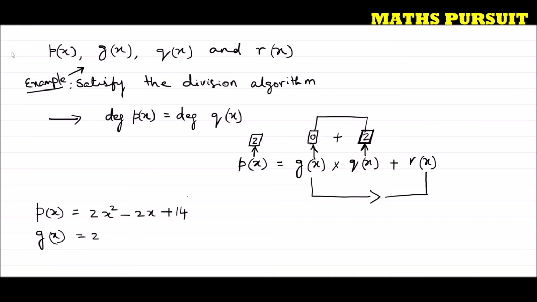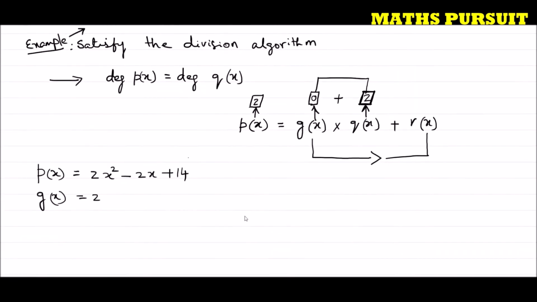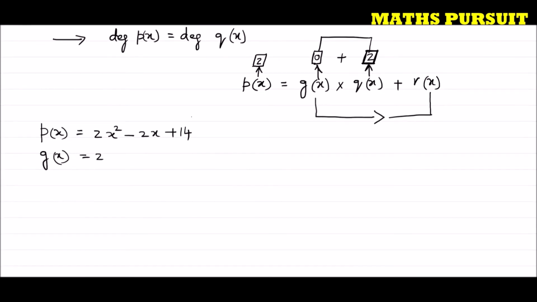As I told you earlier, g(x) should be a constant value, it should not have any degree. Even if I consider 2x, it has degree 1. But from here we saw that the degree of g(x) is 0. So for that reason we are considering g(x) as 2. Now let us solve this polynomial first with the help of this example.